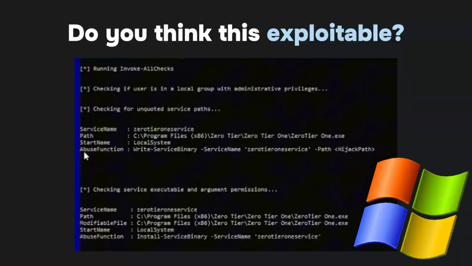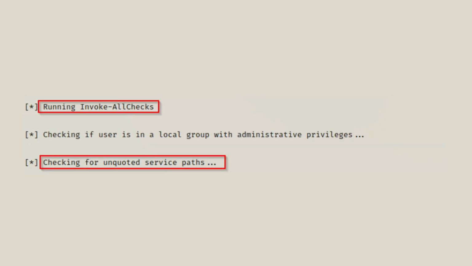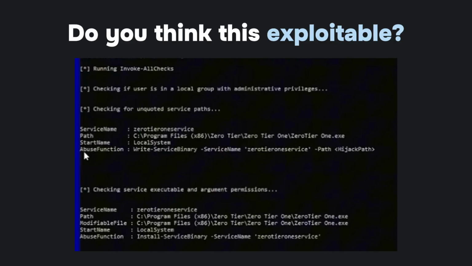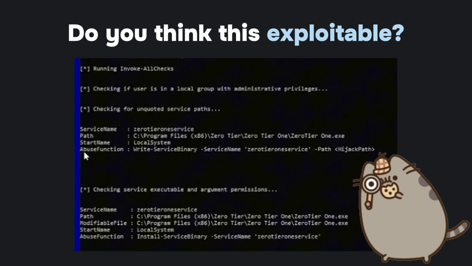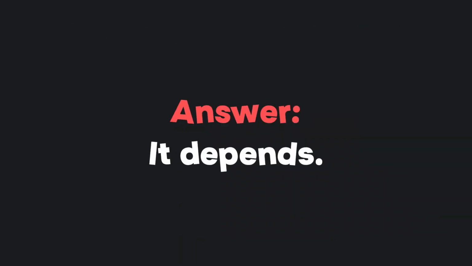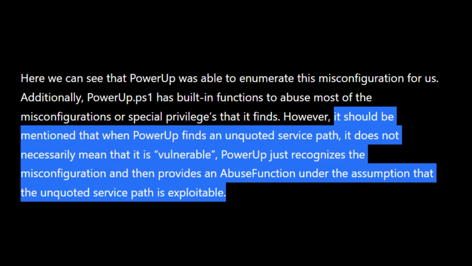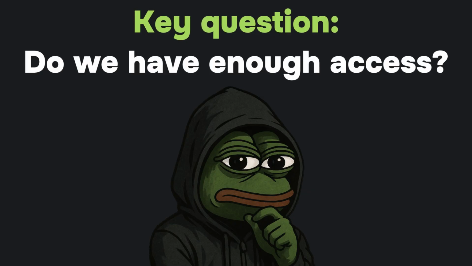So we can see that it's checking for different things, and we see that it's on unquoted service paths and a service executable. Now, is this exploitable? What do you think? It heavily depends, is the answer. It's certainly found a path that could be exploitable, but it all depends if we can have control to start the service. If we have enough access to actually start and stop the service, then yes, it's exploitable.